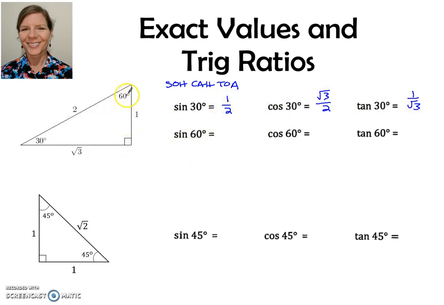I can do the same thing with 60. Sine of 60, opposite over hypotenuse. Whoops, root 3 on 2. Cos of 60, it's adjacent over hypotenuse, and tan of 60, it's root 3 over 1, or just root 3.